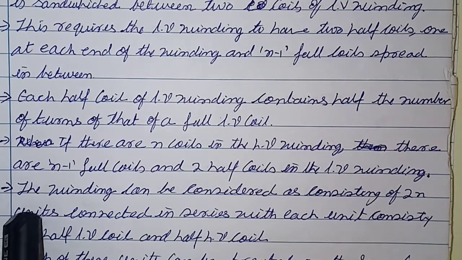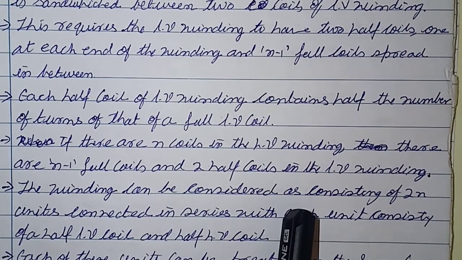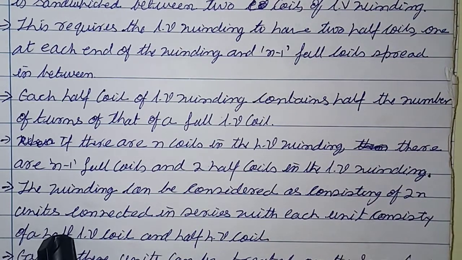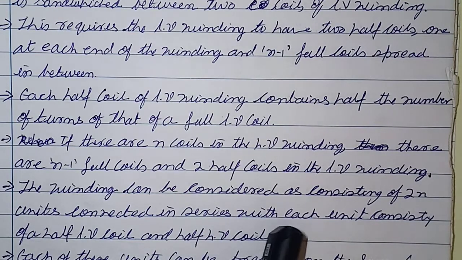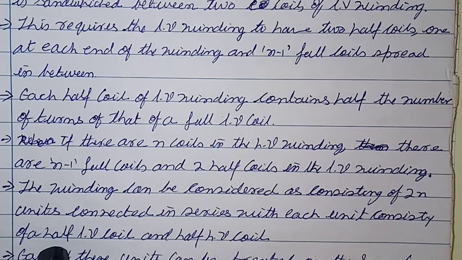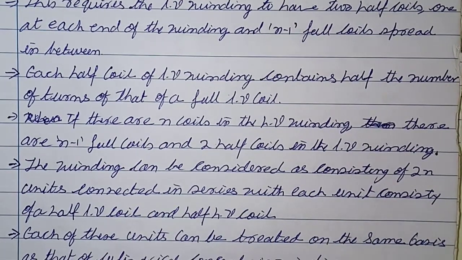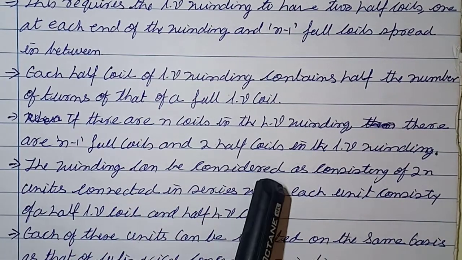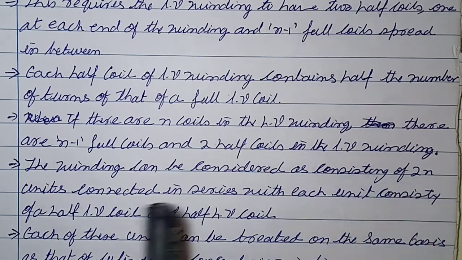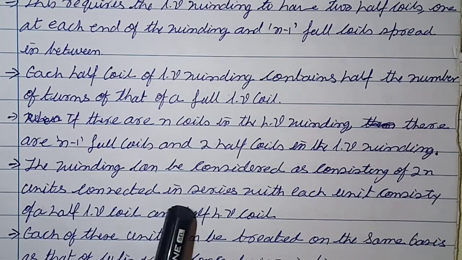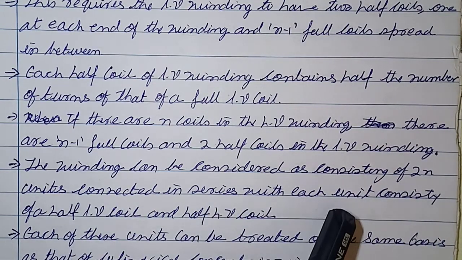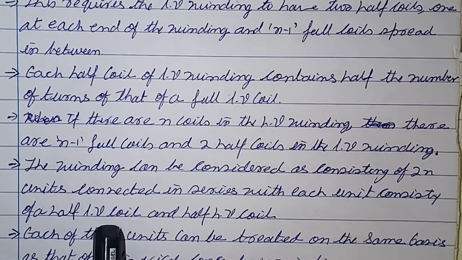The winding can be considered as consisting of 2n units connected in series, with each unit consisting of half LV and half HV coil. This is an interesting one, right? So I'll repeat: the winding can be considered as consisting of 2n units connected in series, with each unit consisting of half LV coil and half HV coil.